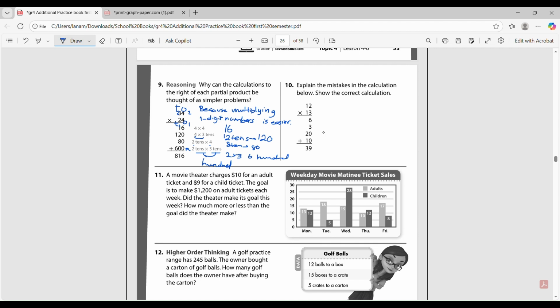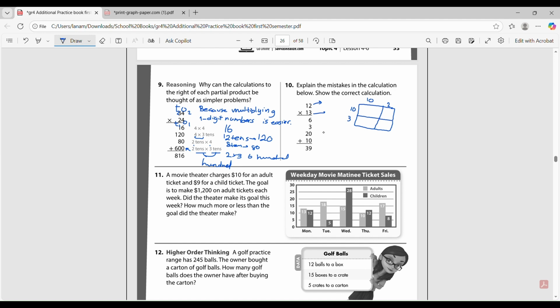Now, in question number 10, explain the mistakes in the calculation below. Show the correct calculations. Let's do it using the partial product. We do it using the area model, because if we need to give partial products, we can use the area model. So I have here number 12. I'm going to write it 10, 2. And over here I have number 13. So I'm going to write it 10, 3. I will just divide them, just to draw the lines inside.